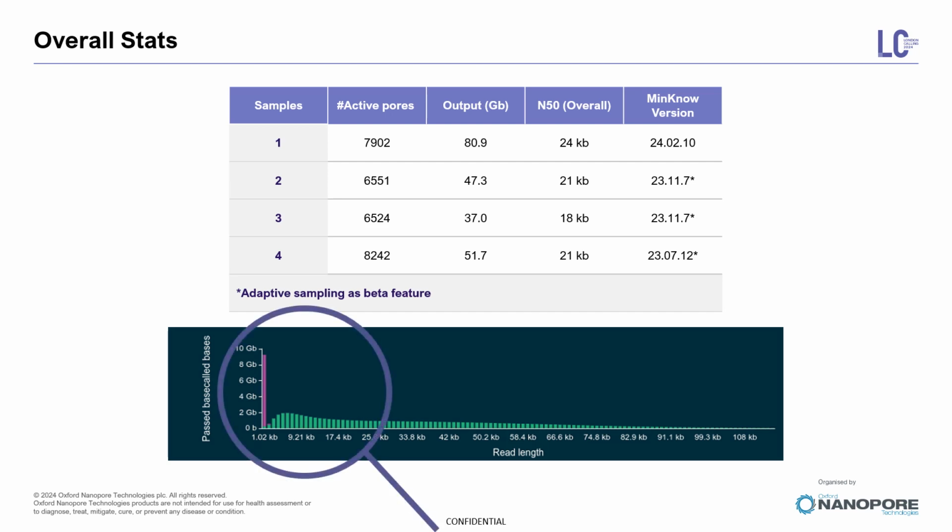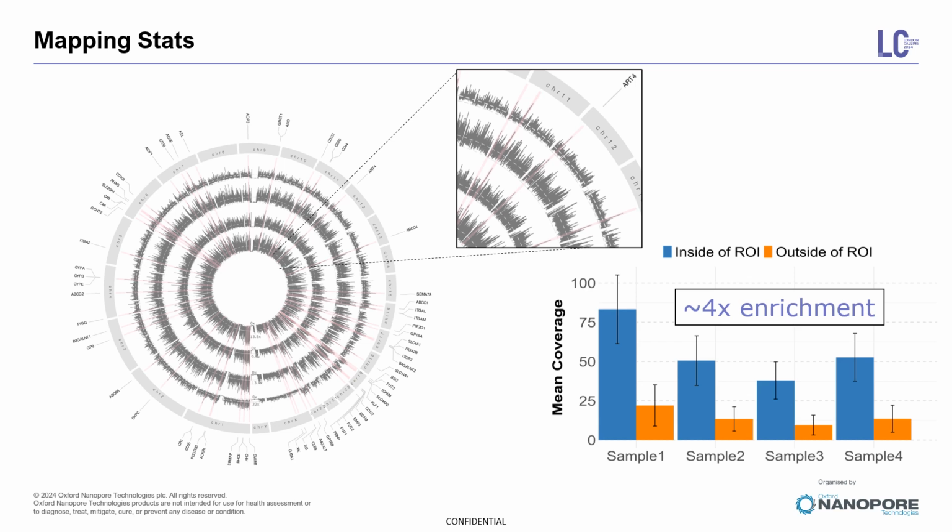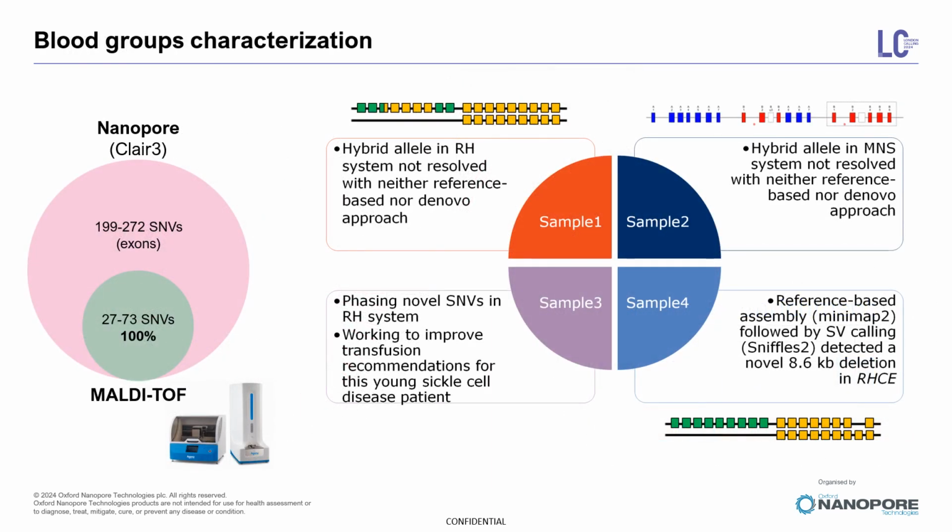And while zooming over the first 1,000 base pairs, you can see that most ejected off-target reads are around 650 base pairs. By allocating one PromethION flow cell per sample, we achieved coverage ranging from 38 to 83x across target regions, compared to approximately 9 to 22x outside the target regions, which resulted in roughly 4x enrichment. The MALDI-TOF data showed 100% congruency with the nanopore data.